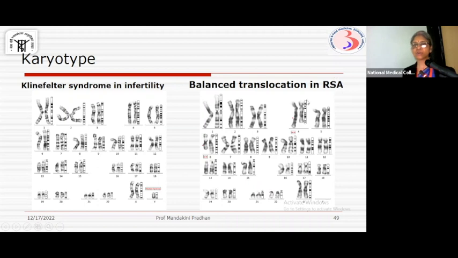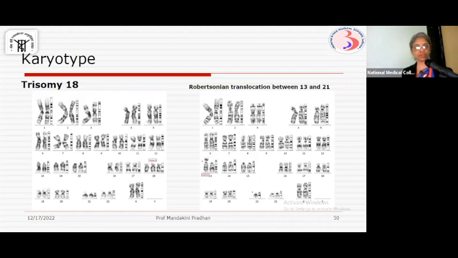What we get to see is a lot of cases of recurrent spontaneous abortion. What do you expect to see in recurrent spontaneous abortion? It has to be a balanced translocation, if the couple is otherwise normal. Here there is a balanced translocation between chromosomes 6 and 4, balanced because there is no loss or gain of genetic material. If there is any loss or gain, the person will manifest with it. If they are clinically normal, there will be a balanced translocation, and usually it is seen in recurrent abortion.